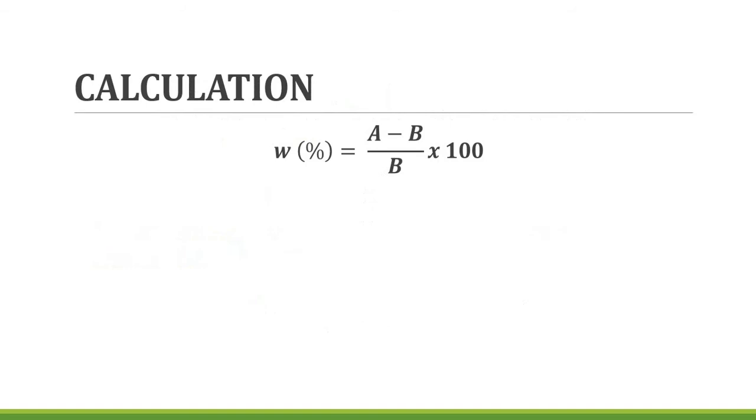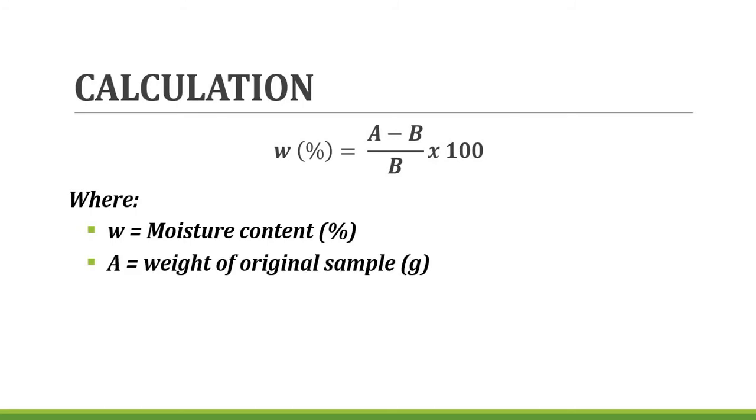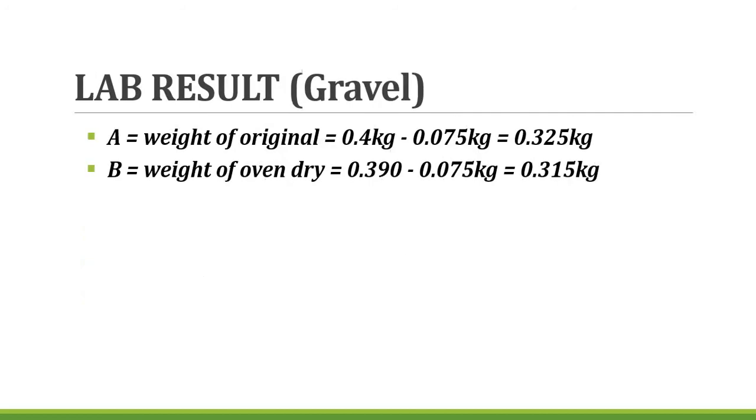The calculation to determine the water content or moisture content of a given sample is W equals A minus B over B times 100, where W is the moisture content in percentage. We can call it the water content of a given sample. A is the weight of the original sample in grams, it can be in kilograms. B is the weight of the oven dry sample in grams, you can call it in kilograms.